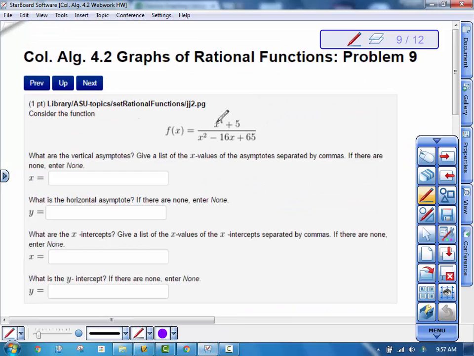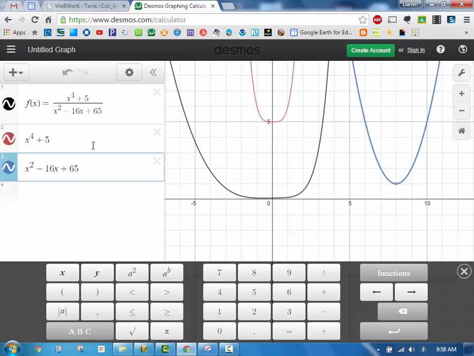Okay, the next problem gives us a 4th degree polynomial divided by a 2nd degree polynomial, so we have a rational function here. And it wants to know some things, so what are the vertical asymptotes? Vertical asymptotes occur at zeros in the denominator. So, like I said, it's helpful to graph this function and then graph the top and the bottom. Alright, so once you get it all graphed, you can look at it.